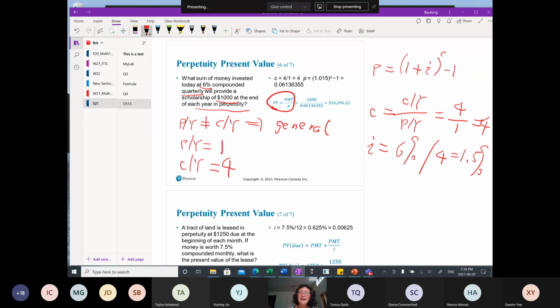So plug C and I into P. You get P equal to this number. Once you have P, plug in PMT, and you get the present value. Okay, any questions? Any questions?